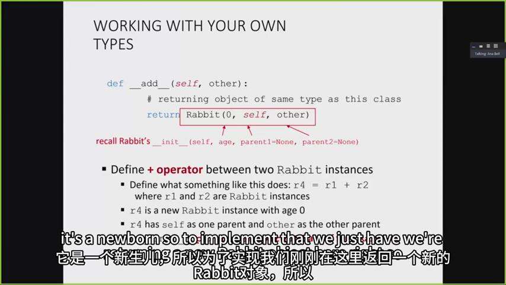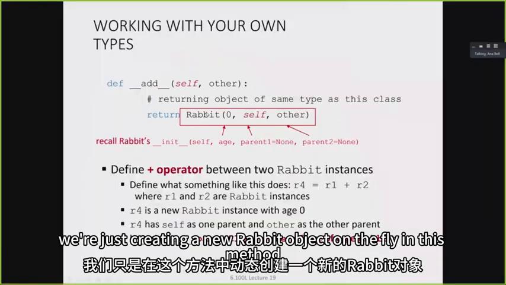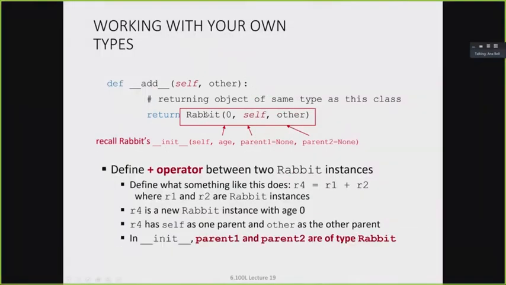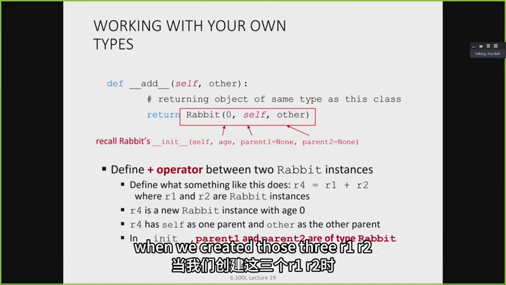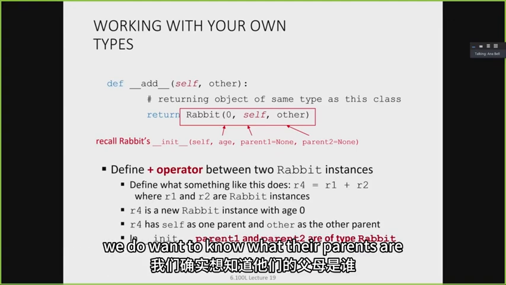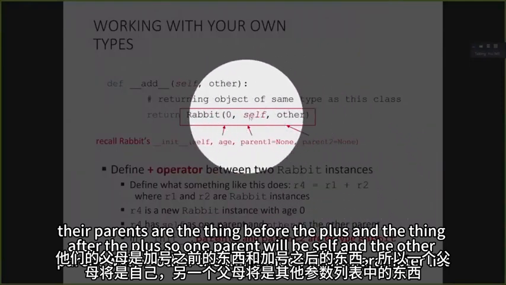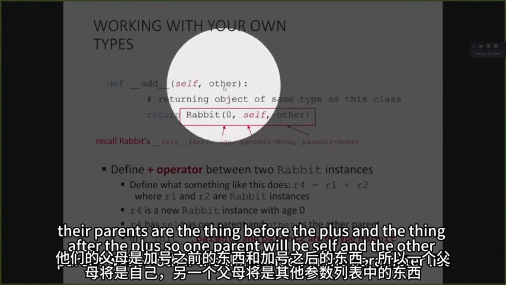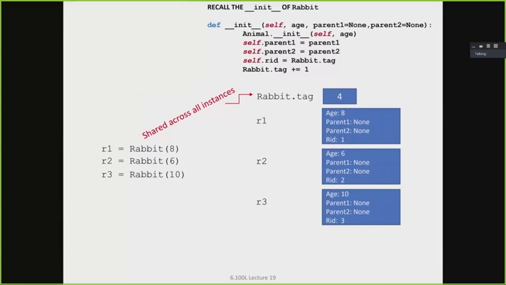To implement that, we're returning a new rabbit object here, creating a new rabbit object on the fly in this method. How do we create a rabbit object? We need to give it an age and the 2 parents. Originally, when we created those 3 R1, R2, R3, they didn't have parents. They were just unknown or something like that. But in this particular case, we do know what their parents are. Their parents are the thing before the plus and the thing after the plus. So one parent will be self, and the other parent will be other, the thing that's in the parameter list.